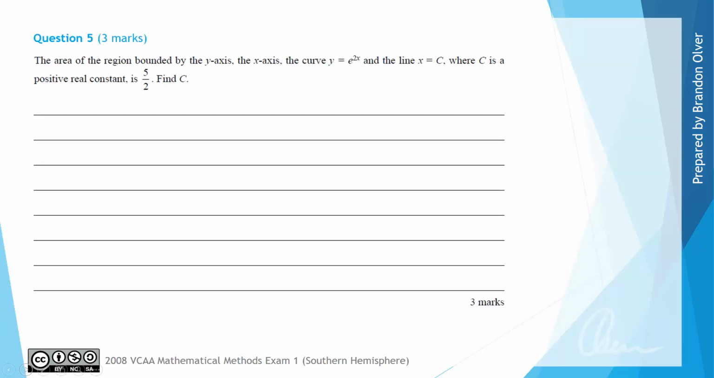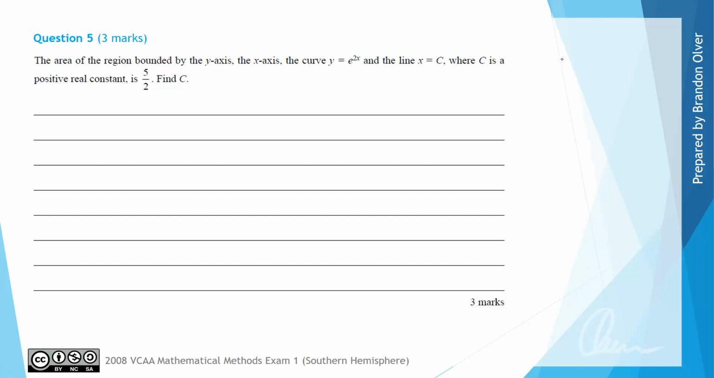So we have the area of a region bounded by the y-axis, the x-axis, the curve y equals e to the power of 2x, and the line x equals c, where c is a positive real constant, is 5 over 2. And we're asked to find the value of c.